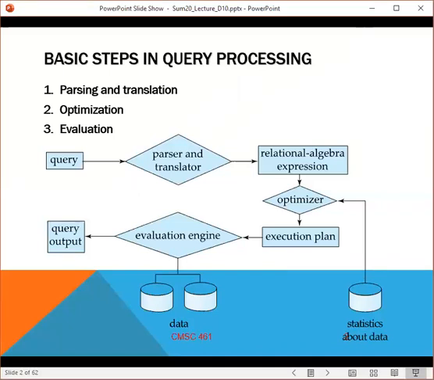So we can see that we're going to have a query. We'll use a parser and translator to take the query and put it into a relational algebra expression. The query optimizer will then get statistics about the data and form an execution plan. This is the best execution plan that it could come up with in a limited amount of time with the statistics it has available, so it's always possible that you can fine-tune that execution plan to improve performance. Then the evaluation engine gets the data that's requested from the query and sends it back as output.